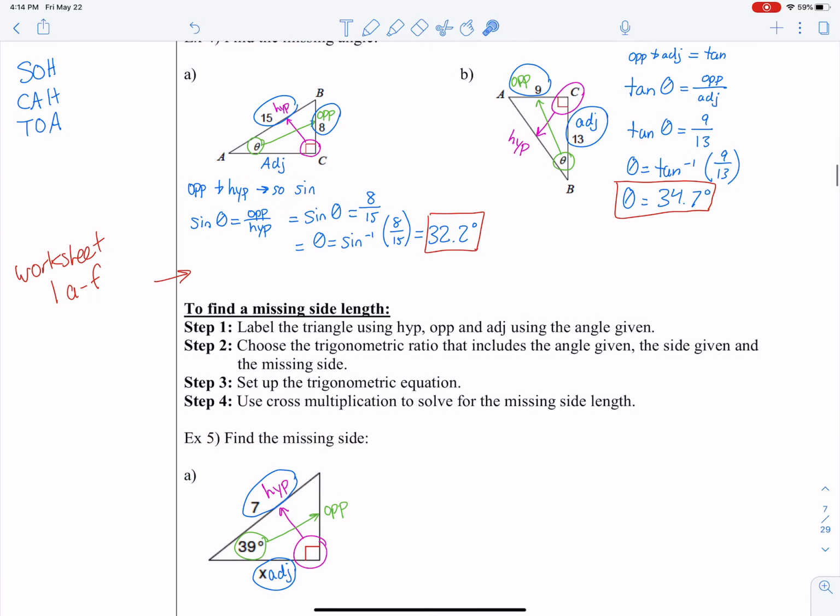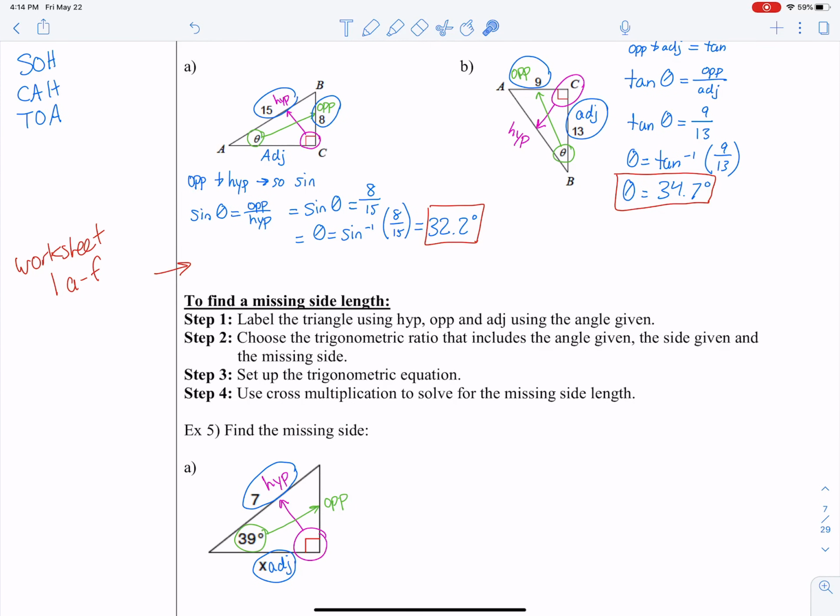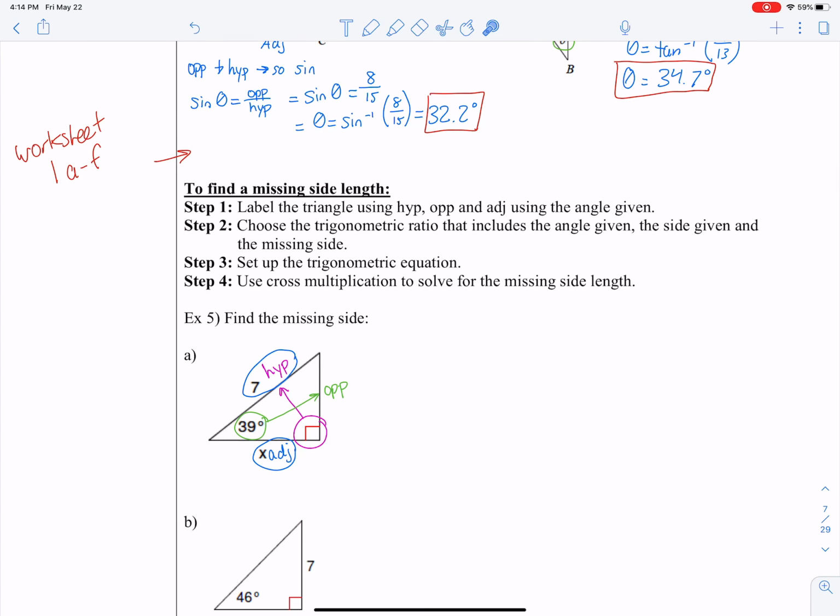So we can go up here to our ratios. We're looking for A and H. So the one with A and H is here. So that means we're going to be using cos. So we have adjacent and hypotenuse. So that means cos. So we're just going to copy down the formula to start. Cos of the angle is equal to adjacent over hypotenuse.